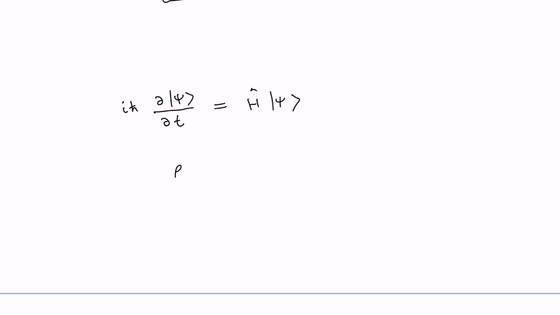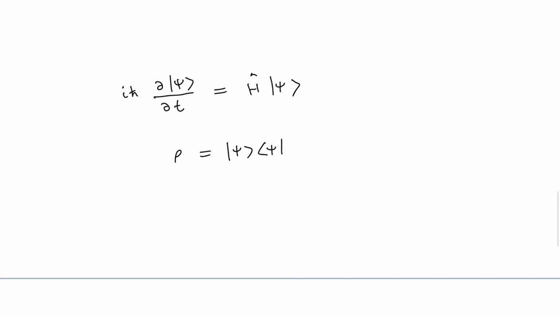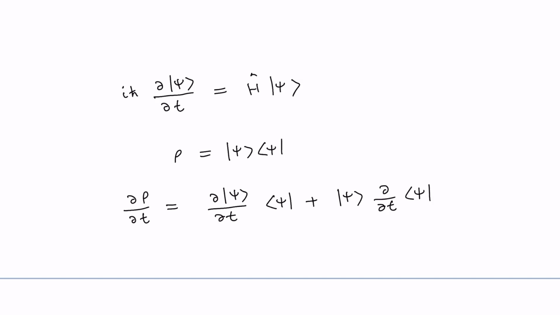To do that, let me consider again a pure state. Rho is equal to |ψ⟩⟨ψ|. And if I take a time derivative on both sides, then I am going to have ∂ρ/∂t is equal to ∂|ψ⟩/∂t ⟨ψ| plus |ψ⟩ ∂/∂t of ⟨ψ|, right?